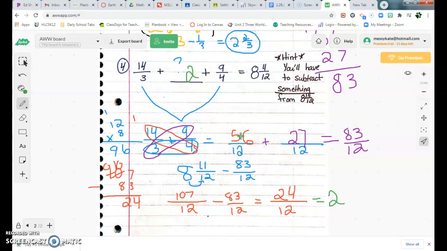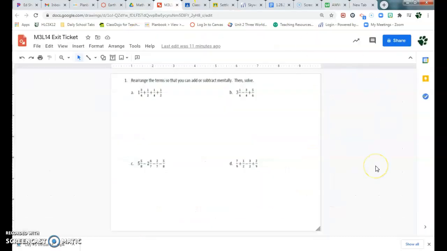Now, I do not believe I included in your packet a stapled worksheet to go with this lesson. So what I've done is I've created a Google Draw for you. You are going to have to rearrange these terms so that you can add or subtract mentally, then go about solving them. Remember to draw and edit on here. You go up to the line, hit the drop down, click scribble, and then you are able to go through and draw with your mouse and work on your math that way.